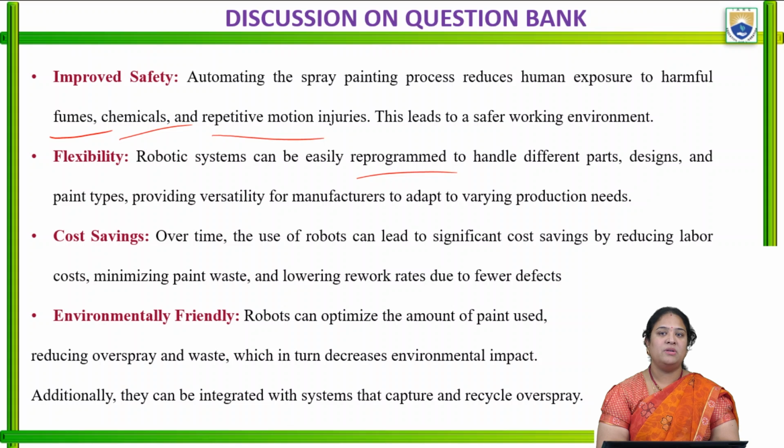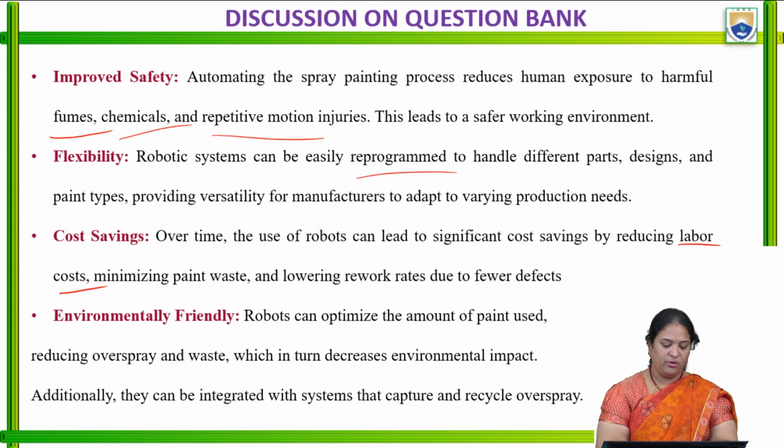The work which is being done by 10 laborers is being done by a single robot. So over time, the use of robots can lead to significant cost saving by reducing, as I've told you, the labor cost. The work done by 10 laborers is being completed by one single robot, minimizing paint waste and lowering the rework rate due to fewer defects.